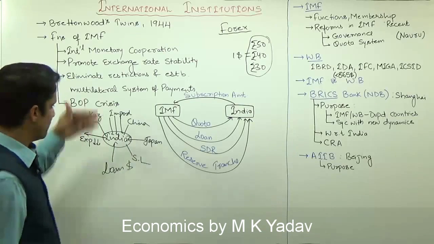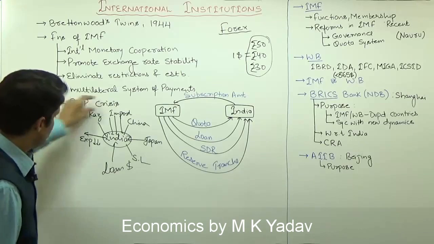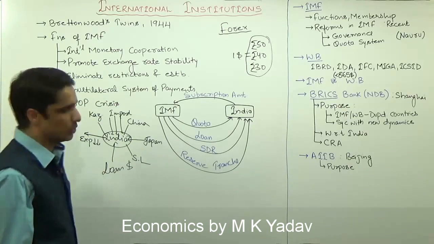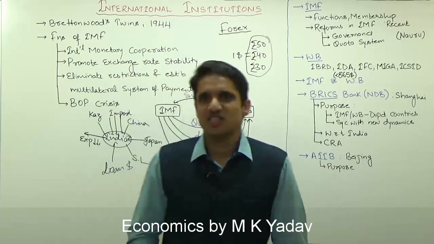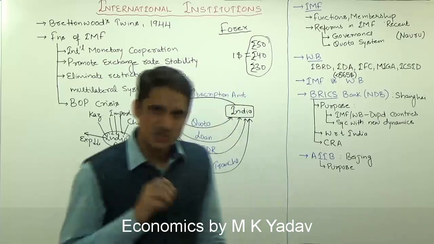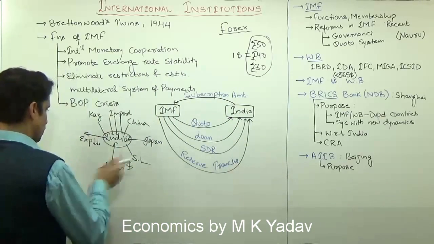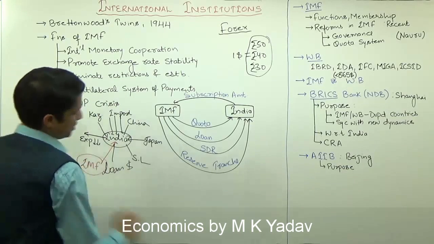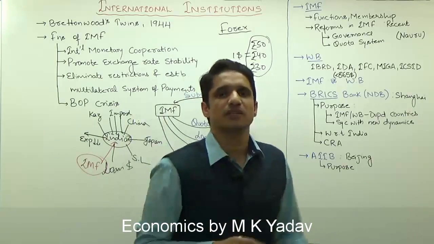In case of a balance of payment crisis, we will cover it in detail in the BOP unit. Whenever a BOP crisis takes place, the IMF will give you the loan. But in economics, there is no free lunch. The IMF will give you the loan, not a problem, but the IMF will dictate that you have to fulfill all these criteria, and only then will it give you the loan.